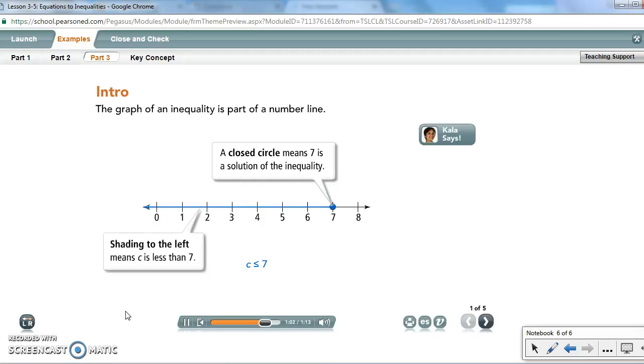Shading to the left means c is less than 7. So the values of c that lie in the shaded area, including 7, are the solutions of the inequality. C is less than or equal to 7.